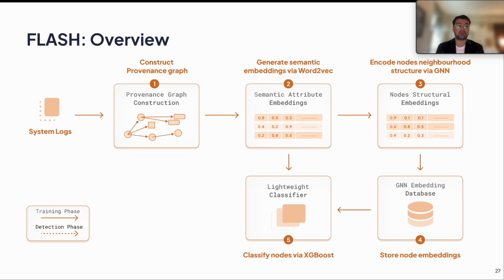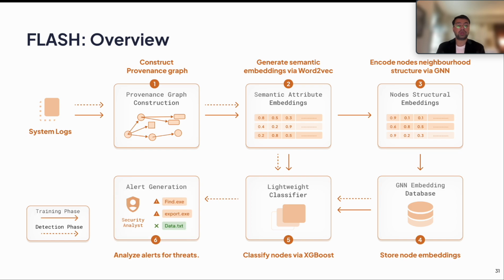efficient real-time threat detection. Then for the detection phase, Flash takes the incoming system logs, converts them to a provenance graph, and uses the pre-trained word2vec model for semantic featurization. Using these semantic features along with the stored structural embeddings, Flash runs the lightweight classifier. The lightweight classifier detects anomalous nodes and raises them as alerts, which can then be analyzed by a security analyst for potential threats.